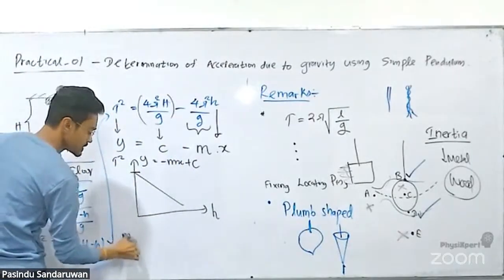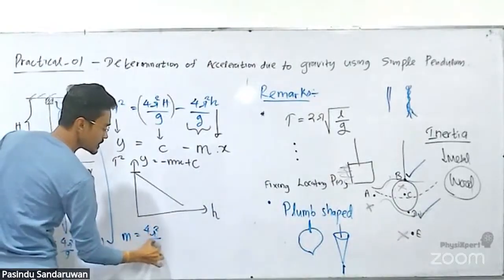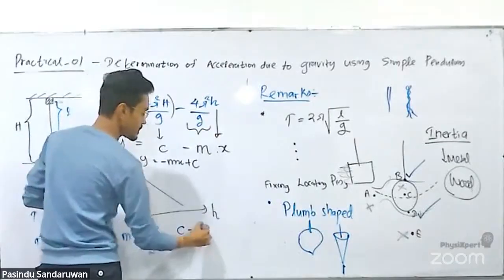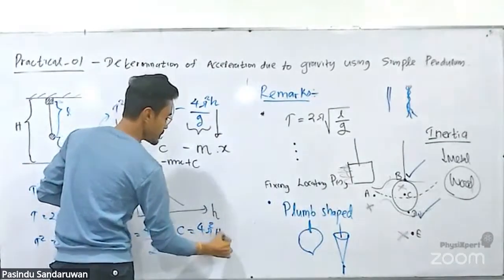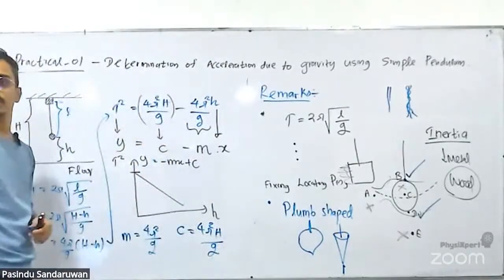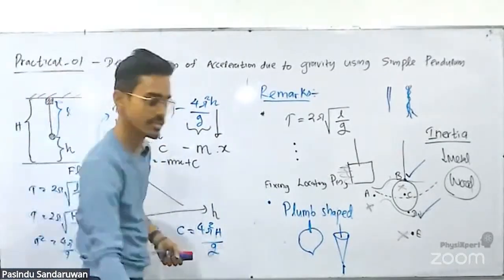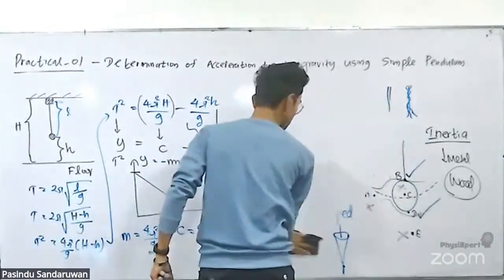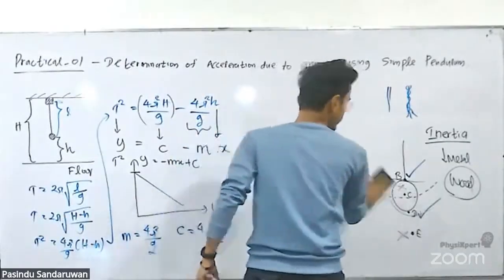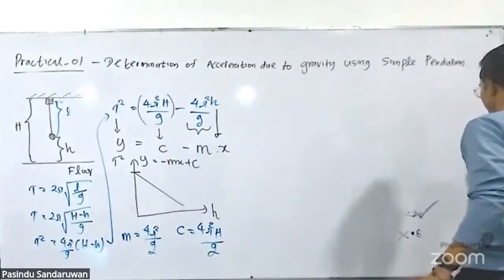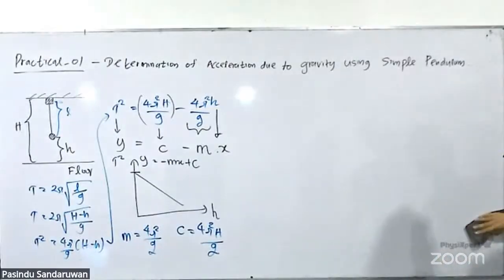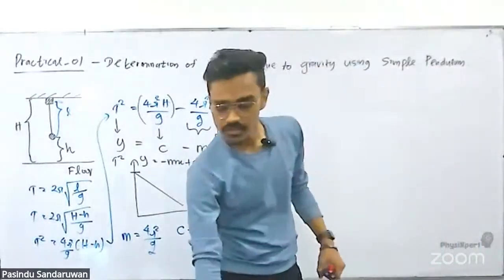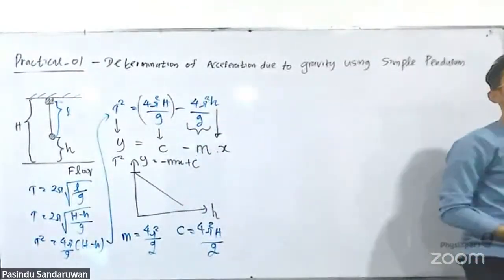The gradient of this graph is 4h squared over g. The intercept of the graph here, the last part, is 4h squared capital H over g. Right? Now tell me, what is the easiest way to find capital H using the graph? Quickly. I will explain this in paper discussions too.